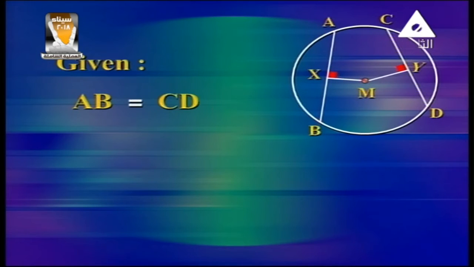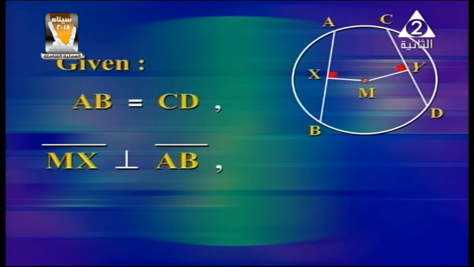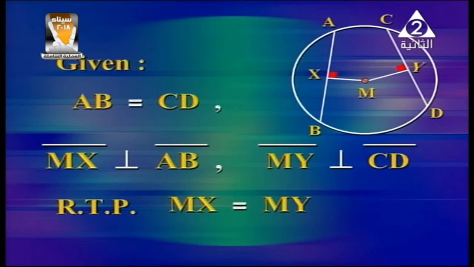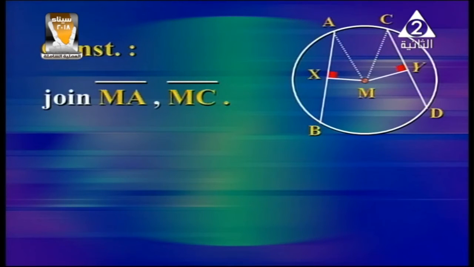So the given is AB equals CD, MX perpendicular on AB and MY perpendicular on CD. What about the required to prove? I want you to prove that MX equals MY. Then we are going to make a construction. What about the construction? We are going to join MA and MC.